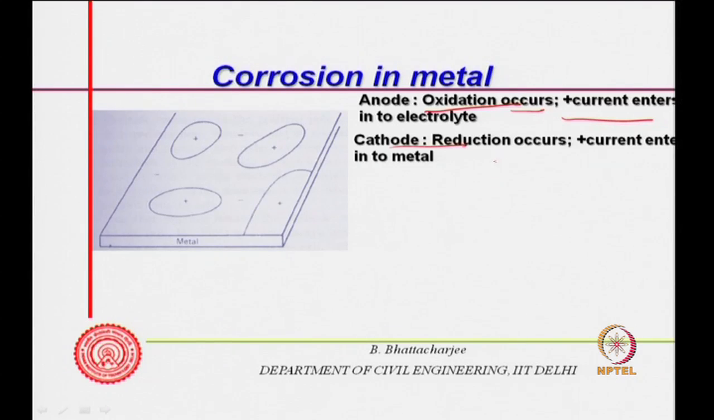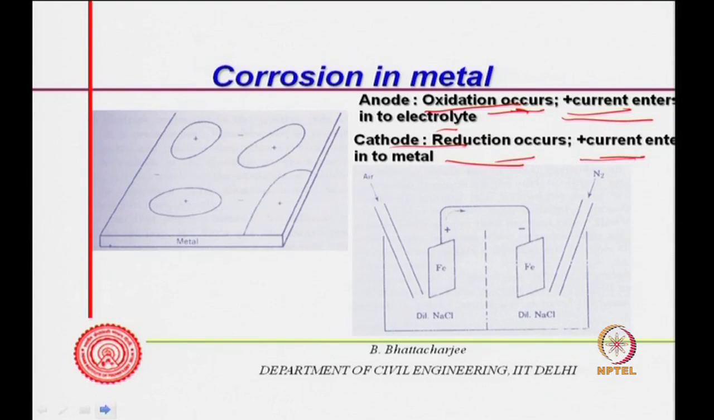At the cathode, reduction occurs, and current enters into the metal. So positive ions will enter into the electrolyte at the anode, and at the cathode positive ions will enter into the metal itself. Here the difference is the corrosion cell, where you have both anode and cathode in the same metal. Even in the same Fe, the metal composition may not be exactly the same in this negative zone and positive zone.